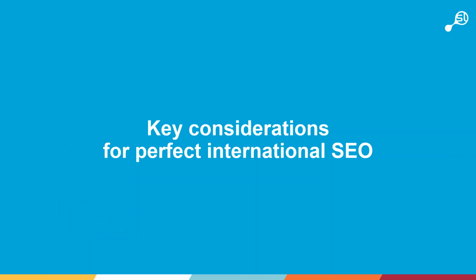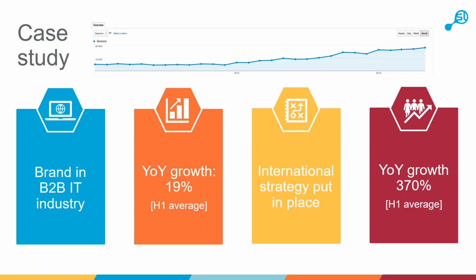Right, so I know I've been quite brief in terms of JavaScript. I refer to it within the international strategy as well, because we've seen cases where JavaScript is also affecting international targeting quite a bit. But let me give you an overview of a perfect international SEO strategy and what to consider. As a case study, we've picked a brand in the B2B IT industry, where they had been growing year on year at about 19% without really a properly aligned strategy.